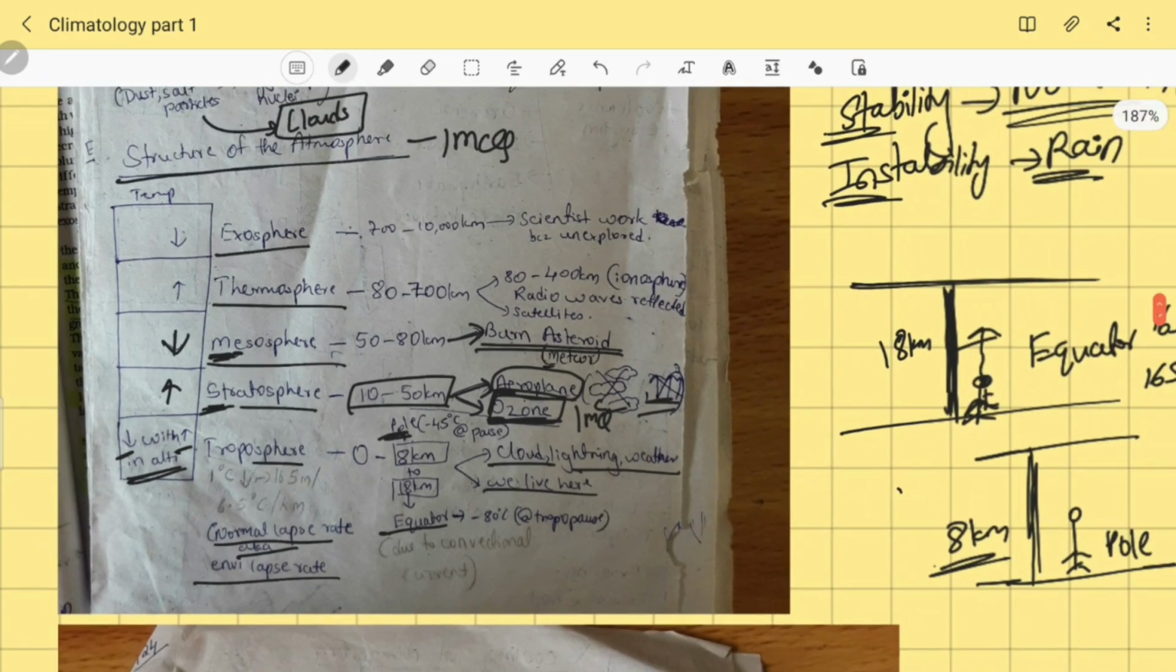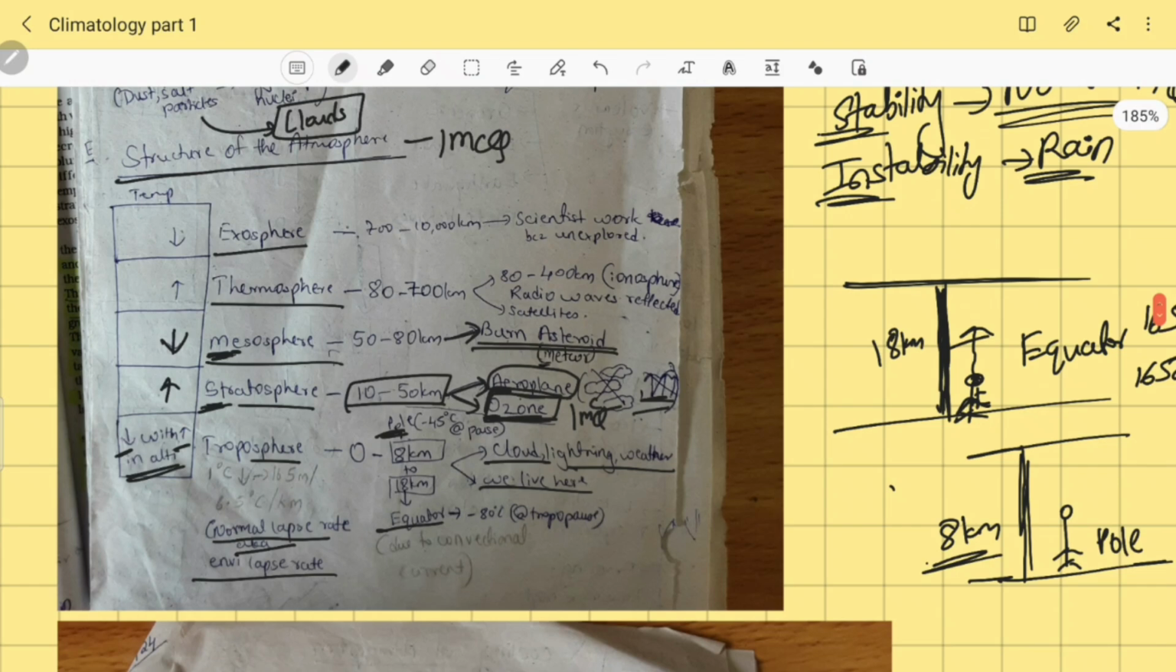The general trend is that temperature decreases with increase in height, but there are two exceptions: one is the stratosphere, and one is the thermosphere. In the thermosphere, temperature increases with increase in height, and in the stratosphere also temperature increases with increase in height. So now this is about the mesosphere.